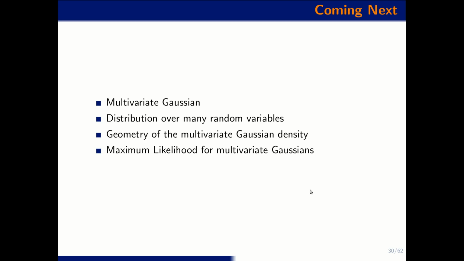In the following, we'll discuss multivariate Gaussians, which are a generalization of Gaussian distributions to many random variables. So we'll introduce the multivariate Gaussian density, and as said, this is then a distribution over many random variables instead of only one. And we'll discuss the geometry of multivariate Gaussians. In particular, we'll illustrate this in two dimensions. And then we'll give the maximum likelihood solution for multivariate Gaussians.